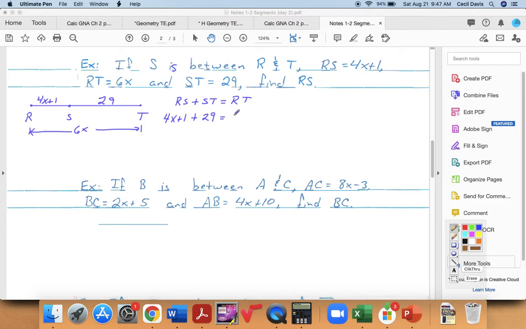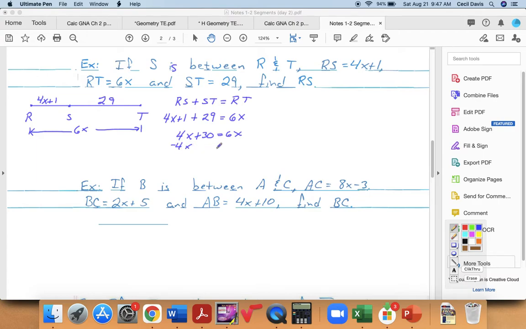And the length of RT is 6x. And at this point, it just becomes an algebra problem. And this is why it's required that you have passed algebra before you can take geometry. So here I would combine the like terms and make that 4x plus 30 is equal to 6x.